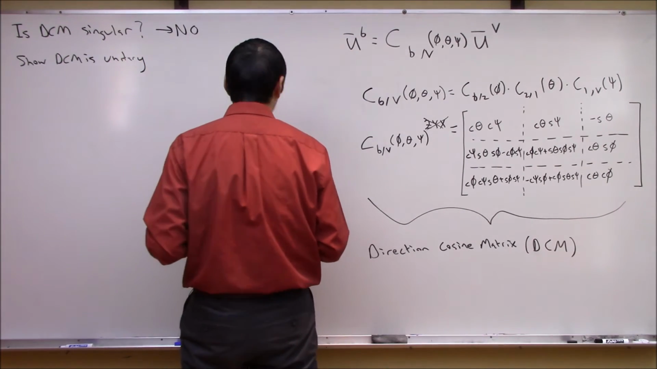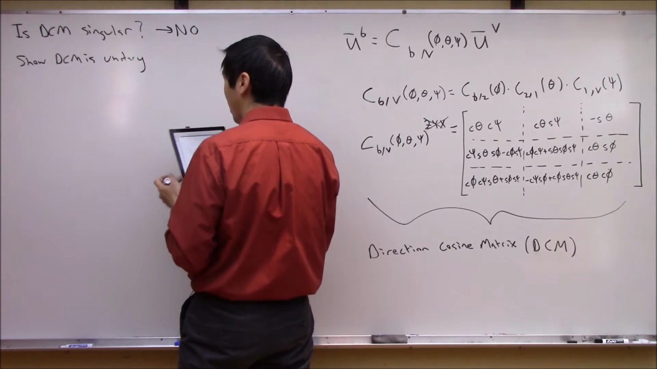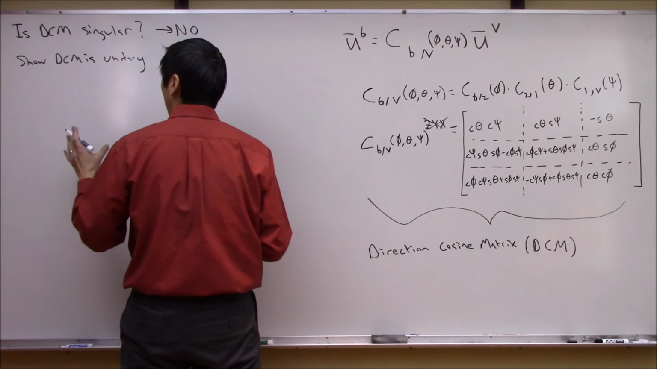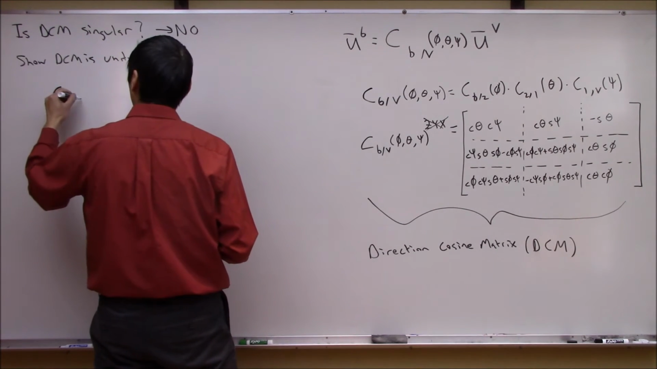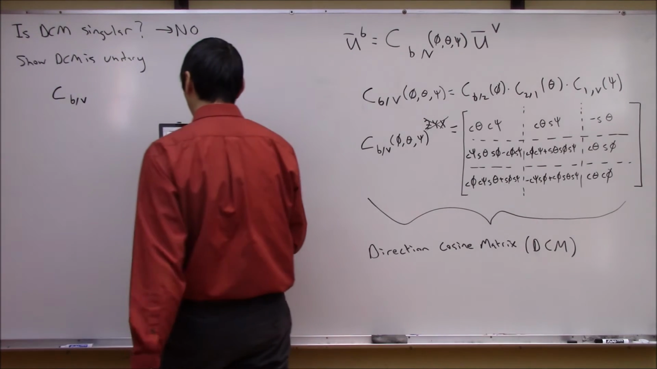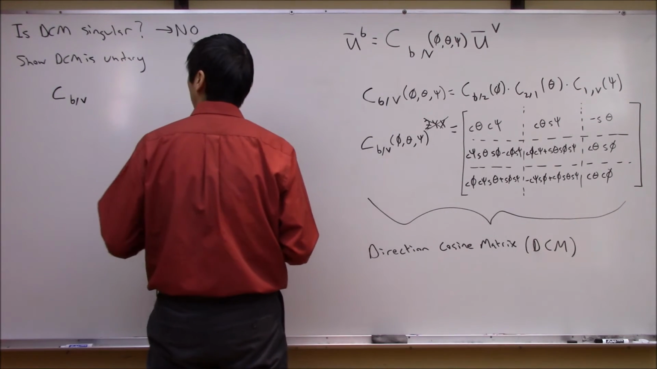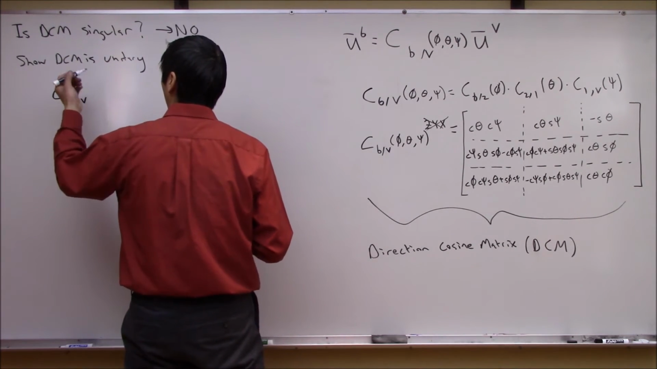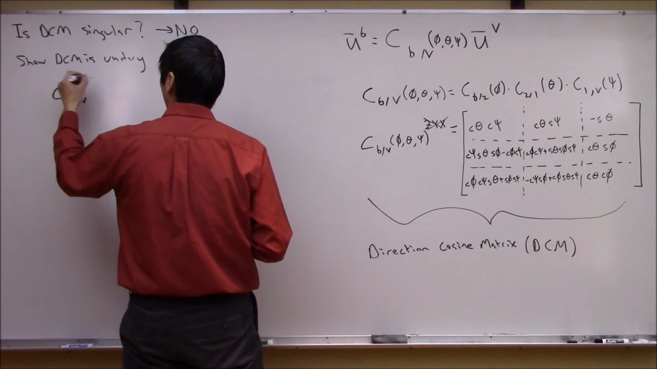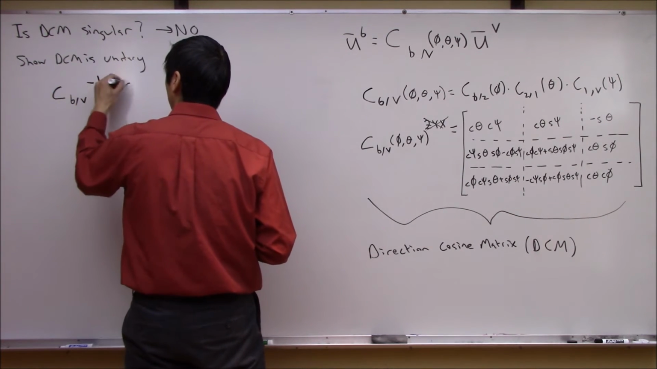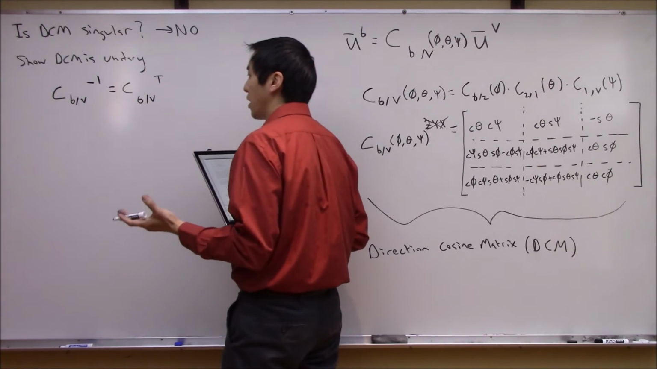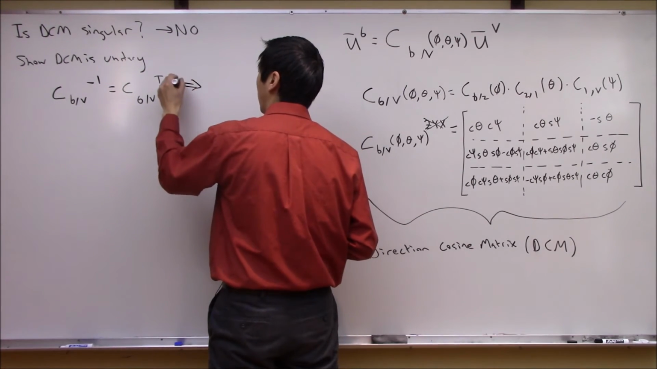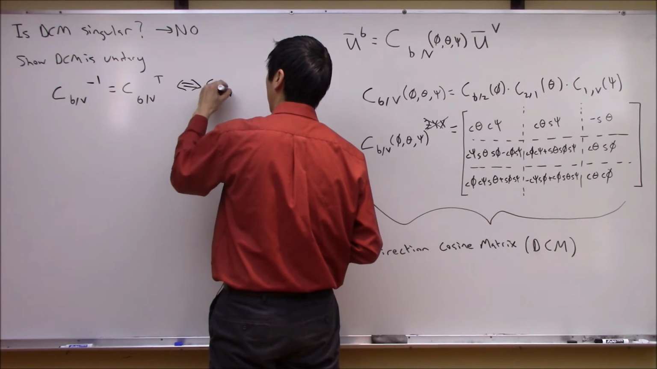It's never singular, okay? So the way that we can show that this thing is unitary, if you remember, the idea with a unitary matrix is that you've got this matrix C_VB. I'm going to forget all these arguments now just to make our notation a little bit easier. The idea with the unitary matrix is that if the inverse is equal to the transpose, this happens if and only if this thing is unitary.